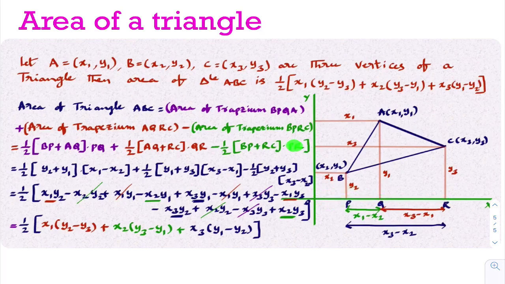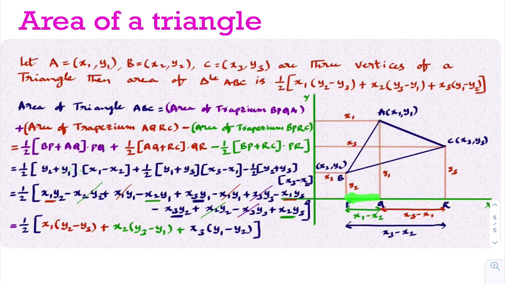Now I need PR. Where is PR? This is PR. You need to know this PR. What is this length? This length is x3. What is this length? This length is x2. So PR is x3 minus x2. I hope you are understanding this. Now I'll substitute these things here. Half into BP. What is BP? Look here. In the beginning only I explained it is y2. AQ. What is AQ? AQ is y1. That is what I have written into PQ.